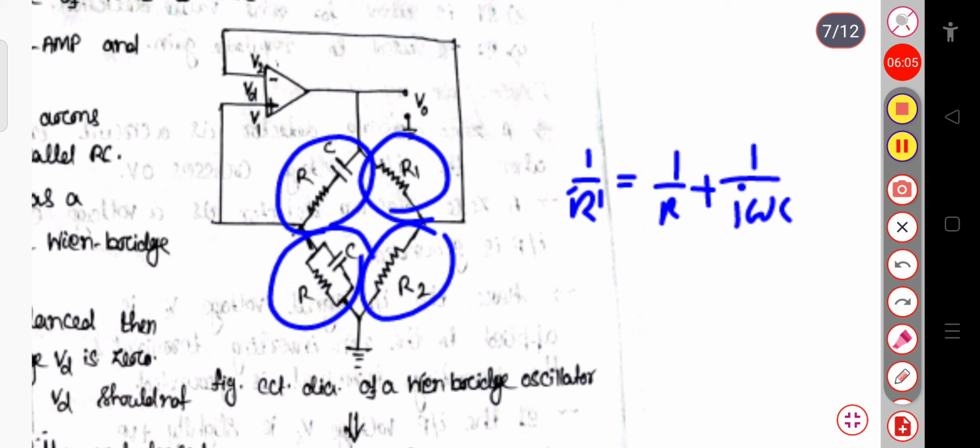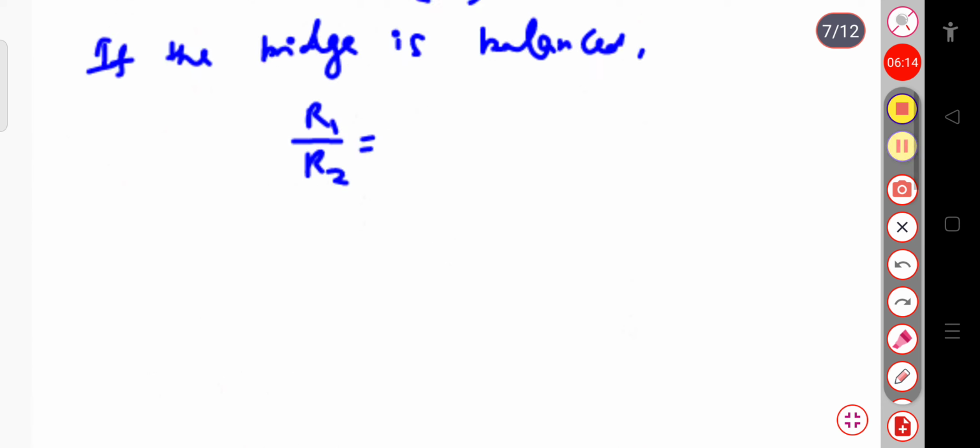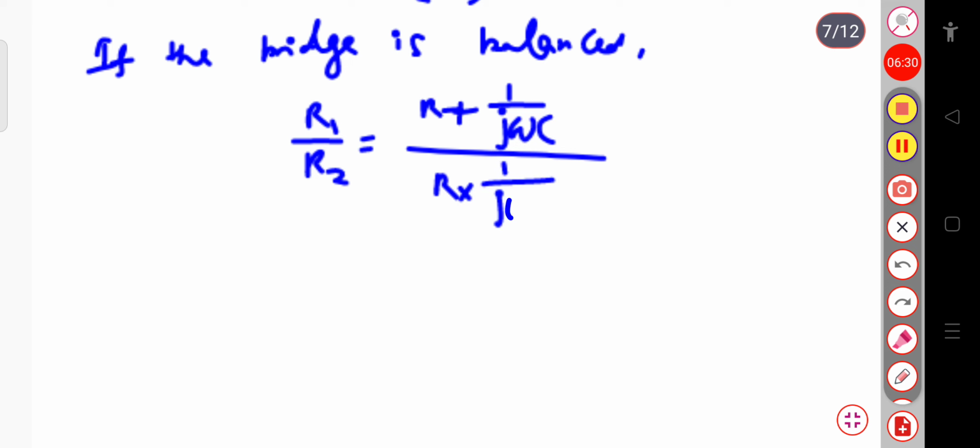This is the equivalent, or simply we can write R prime will be equal to R into j omega C divided by R plus 1 by j omega C. Now if the bridge is balanced, then R1 by R2 equals, for the series combination I will write R plus 1 by j omega C, divided by, for the parallel combination I will directly write R into 1 by j omega C divided by R plus 1 by j omega C.